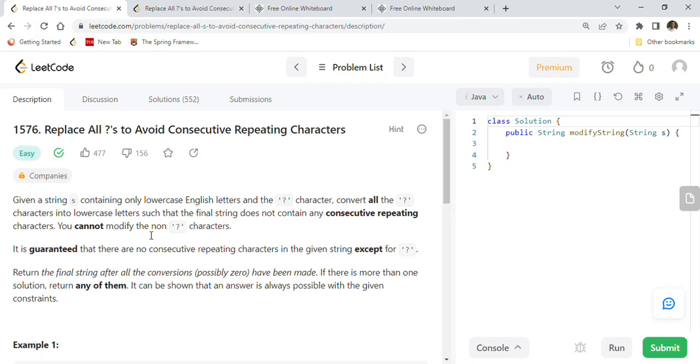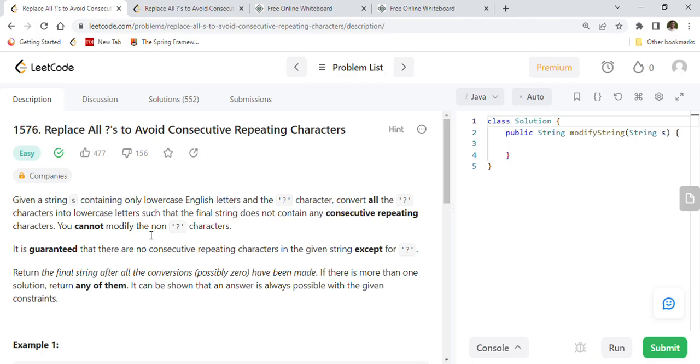So let's start. Given a string S containing only lowercase English letters and question mark character, convert all the question mark characters into lowercase letters such that the final string does not contain any consecutive repeating characters. You cannot modify non-question mark characters. It is guaranteed that there are no consecutive repeating characters in the given string except for question mark. Return the final string after all the conversions, possibly 0, have been made. If there is more than one possible solution, return any of them. It can be shown that the answer is always possible with the given constraints.